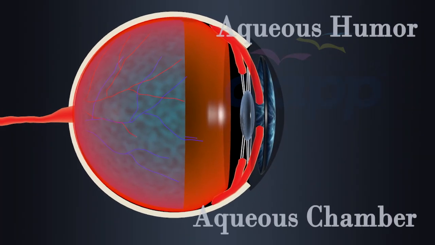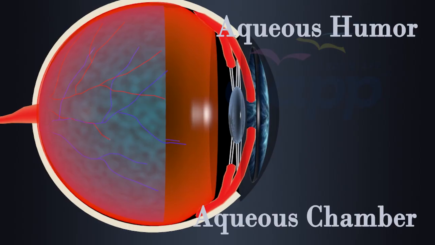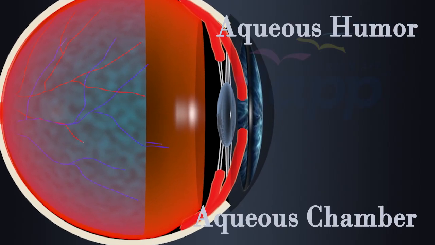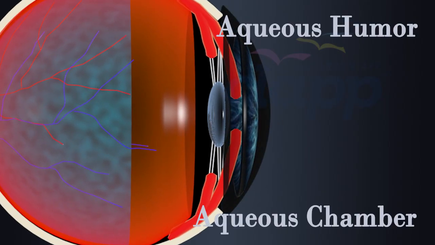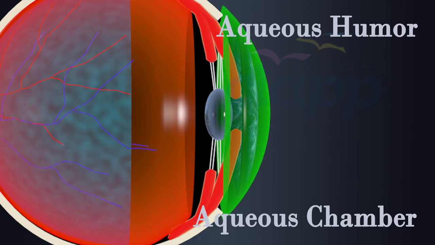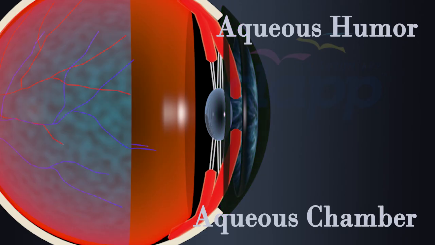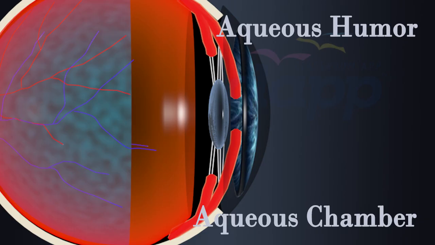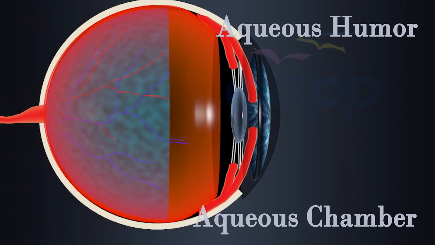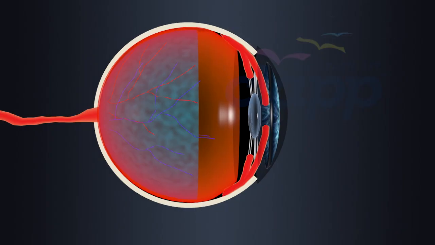Aqueous chamber. Your eye also has an anterior chamber, which is the front portion of the eye, between the cornea and the lens, which is the colored part of your eye. The aqueous chamber is filled with aqueous humor. The aqueous humor is a clear, watery fluid that fills the aqueous chamber. It helps maintain the eye's shape and provides nutrients to the cornea and lens. The ciliary processes make aqueous humor.